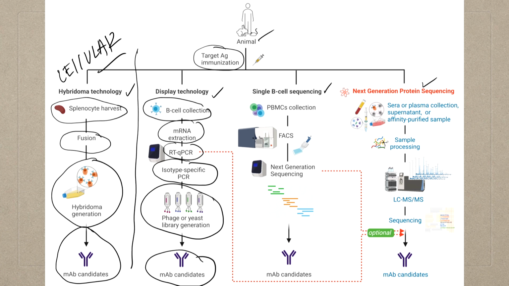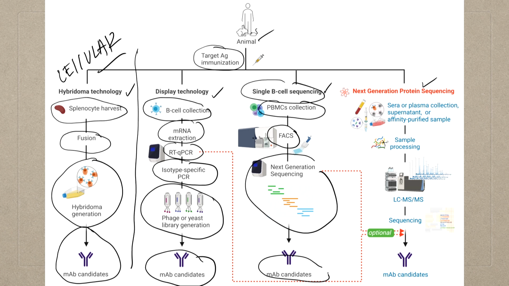While we are doing monoclonal antibody candidates, you have single B cell sequencing: PBMC collection, FACS, fluorescence-activated cell sorting, next generation sequencing assays, and you have the mAb candidates.